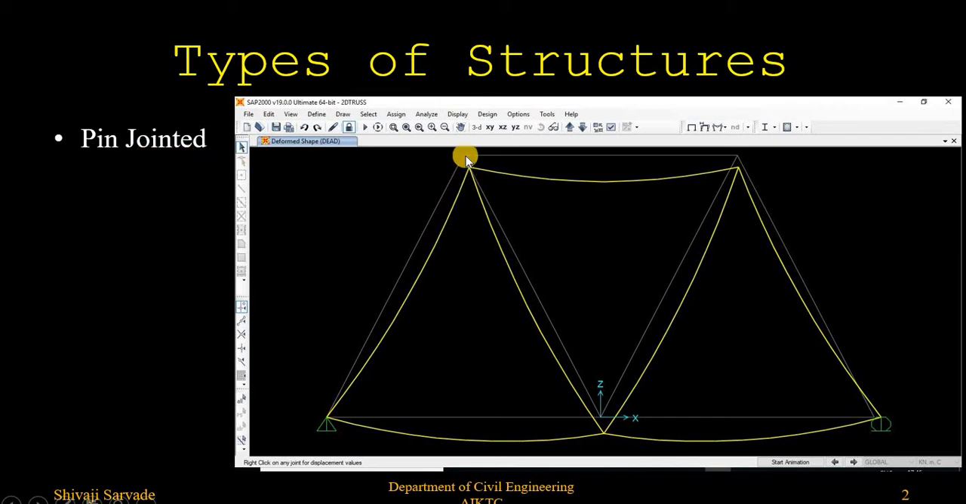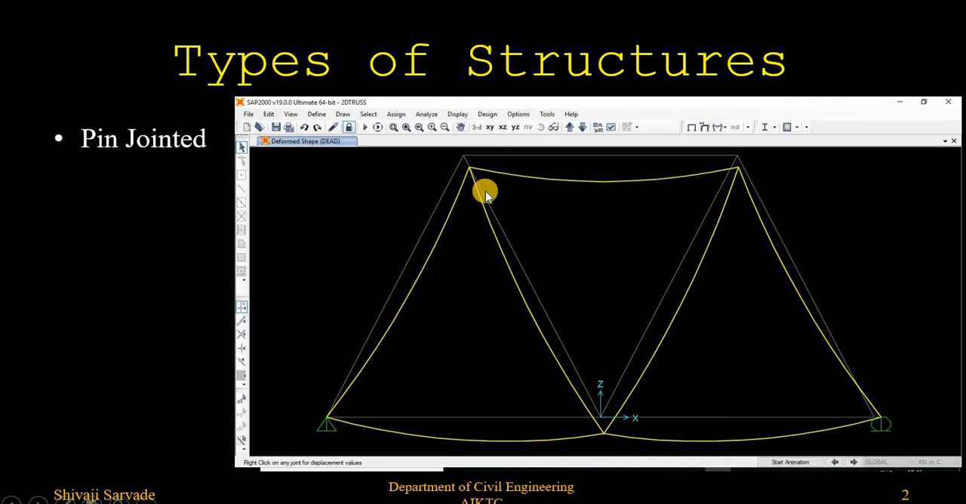Now, if you check, the gray one is the undeformed shape of the truss. Pin jointed structures are mainly the trusses, wherein you don't have any bending moments. You have only axial forces. The gray one is the undeformed shape of the structure, and the yellow one is the deformed shape of the structure. Now if you check at the joint, the angle between the members after deformation does not remain the same.